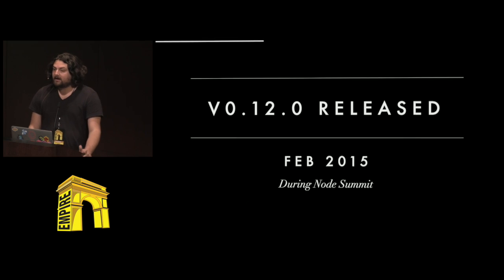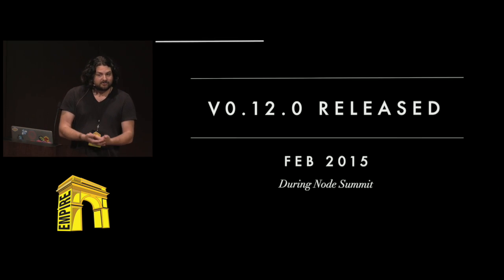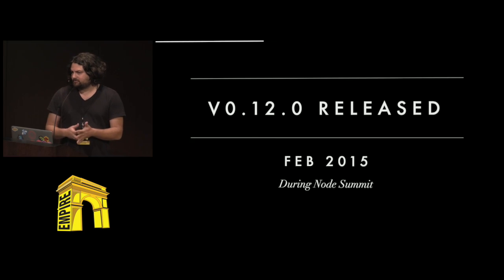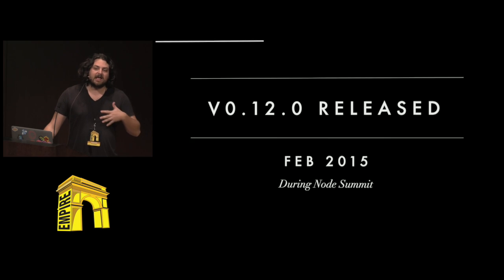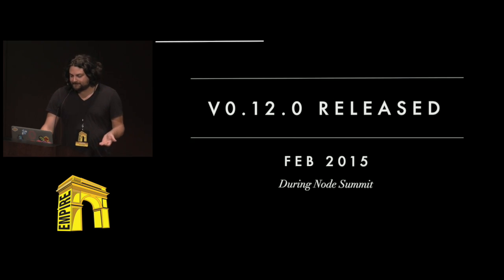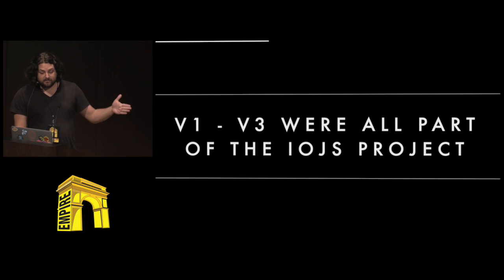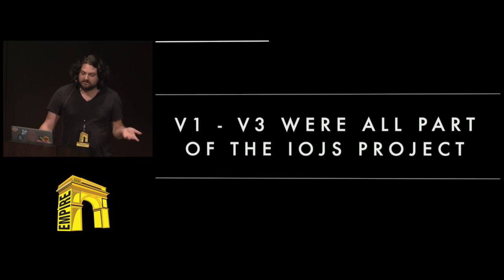So in February of 2015, during Node Summit, around the same time that the Node Foundation was introduced, V0.12 was released by Joyent. 0.12 didn't have that much more than 0.10. It had an updated version of V8, and it also had some internationalization stuff, but for the most part, it didn't include any of the stuff that was going on in the community in the io.js fork. And then V1 through 3 all happened following semantic versioning in the io.js project.